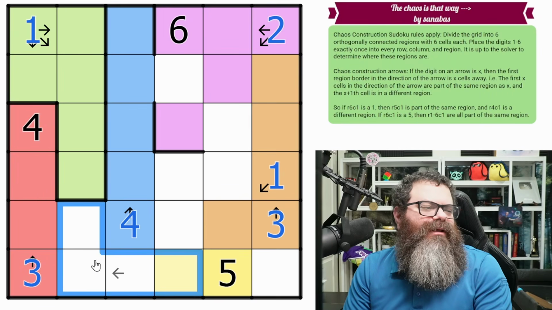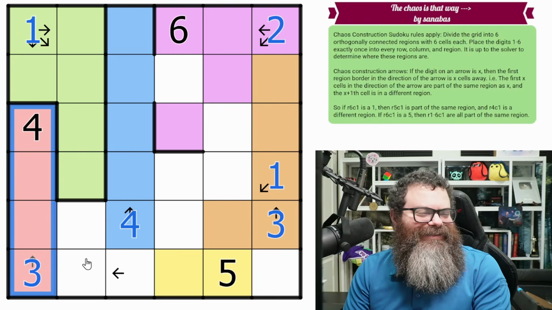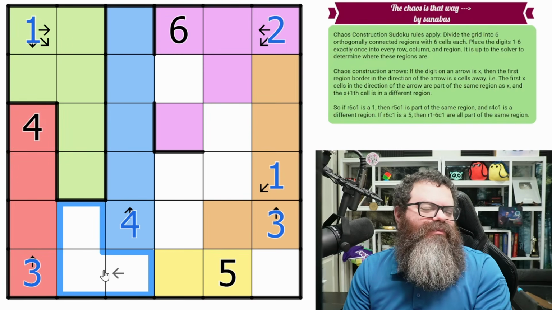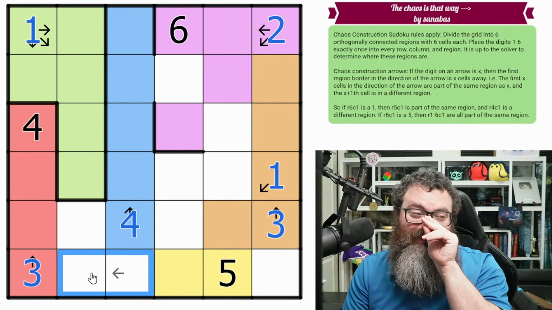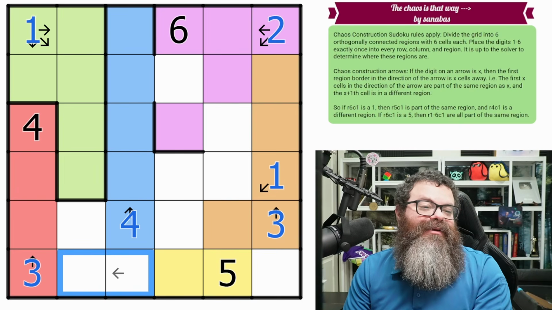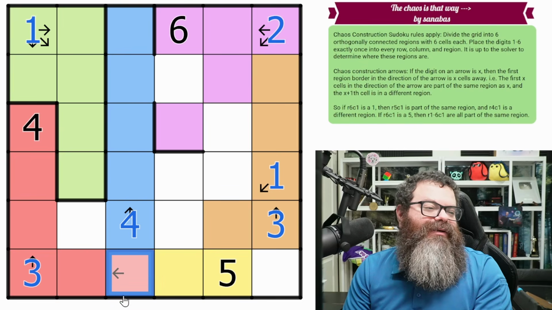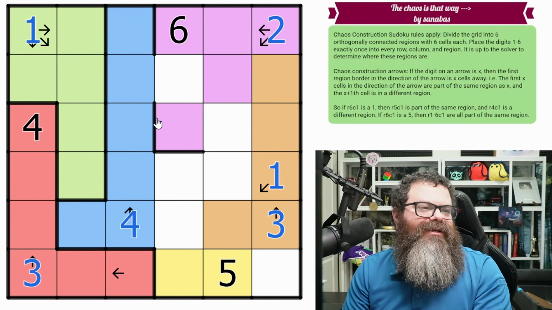Okay, so 3 has 4 digits. Red has 4 digits. It needs 2 more, and it's only going to get them from here. So we know that these 2 are in the same region as each other, and so that's going to have to be red, because if it were a different one, red wouldn't have enough cells. So we're going to draw that border. Red is done. This can only join blue, and that finishes blue as well.